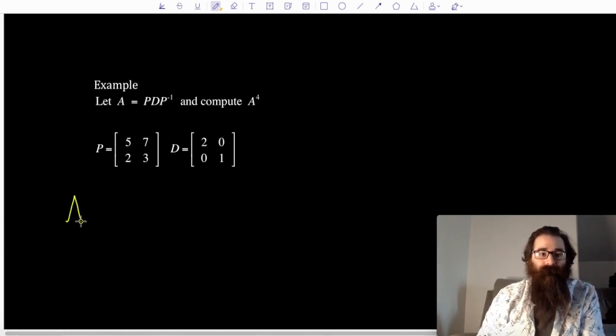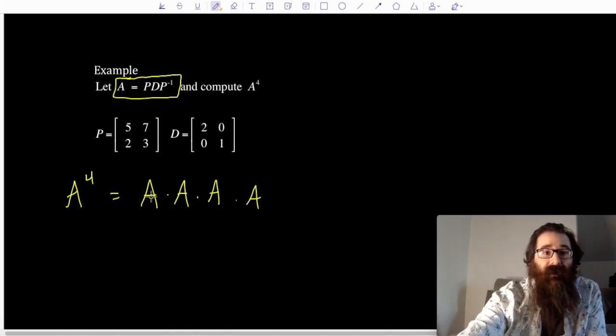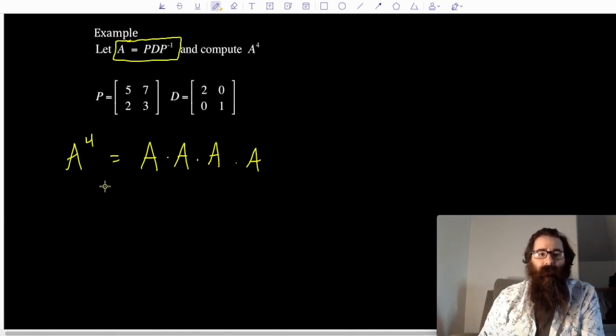Think of it this way. A to the power of 4 is going to be A times A times A times A. And since A is equal to P times D times P inverse, let's make that substitution here. So we're just talking about this sort of in general. We're getting a bit of an abstract idea here.